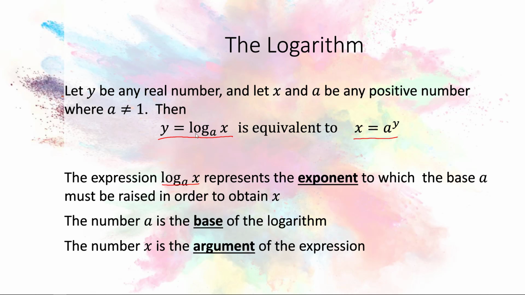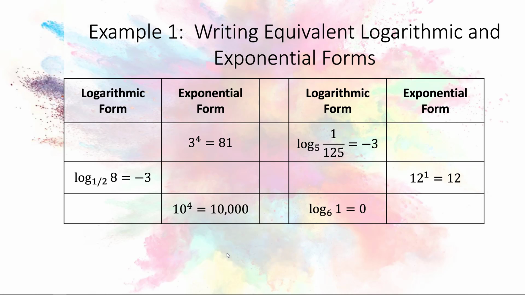And normally we read this as log base a of x. Once again, based upon how I read that, of course, the number a is the base of the logarithm, and the number x is the argument of the expression, or the argument of the logarithm. Okay, so how does this work for us? Well, this can sort of be illustrated in our first example.